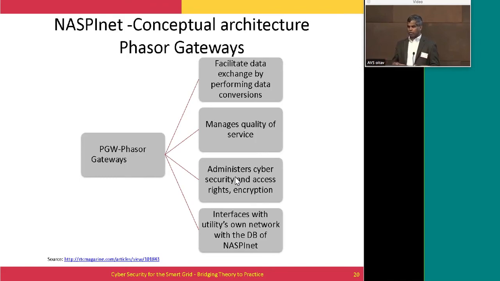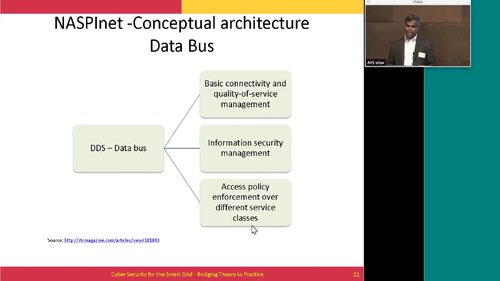And when you have all gateways, collection of gateways, that is what the NASPInet is. If they do it, then the overall network infrastructure is secure. So of course, it interfaces with the utility's own network inside. The data bus, which is the backbone communication bus, wherein the information exchange happens or the basic communication can happen. It provides basic connectivity, quality of service management, end-to-end delivery, reliable delivery of packets, making sure that packet loss, those things are retransmitted. Things like end-to-end latency requirements are satisfied, bandwidth guarantees are given, all those things are part of the quality of service. Then the information security, like gateway data, encryption and so on, the routers along.